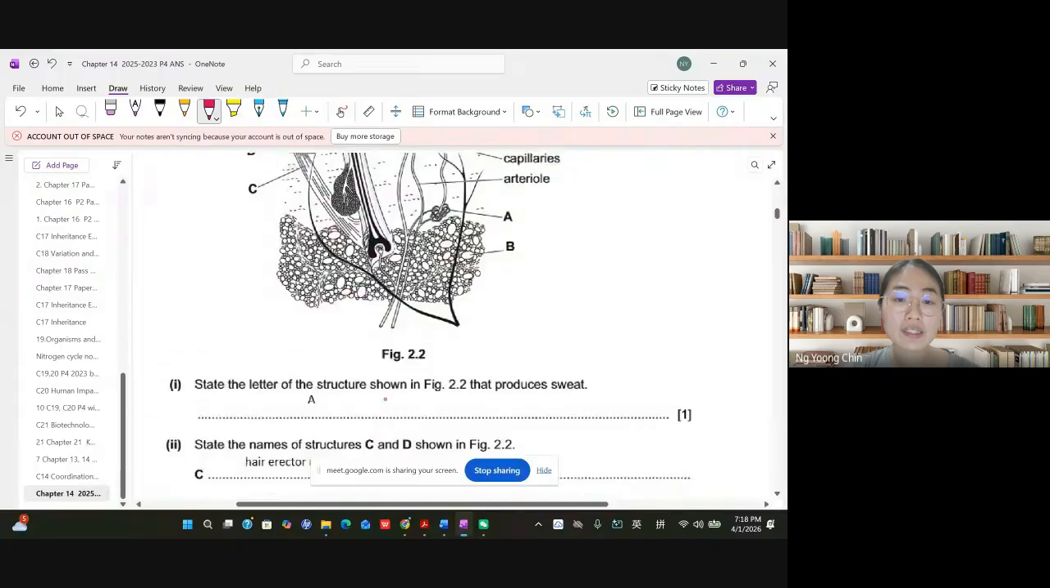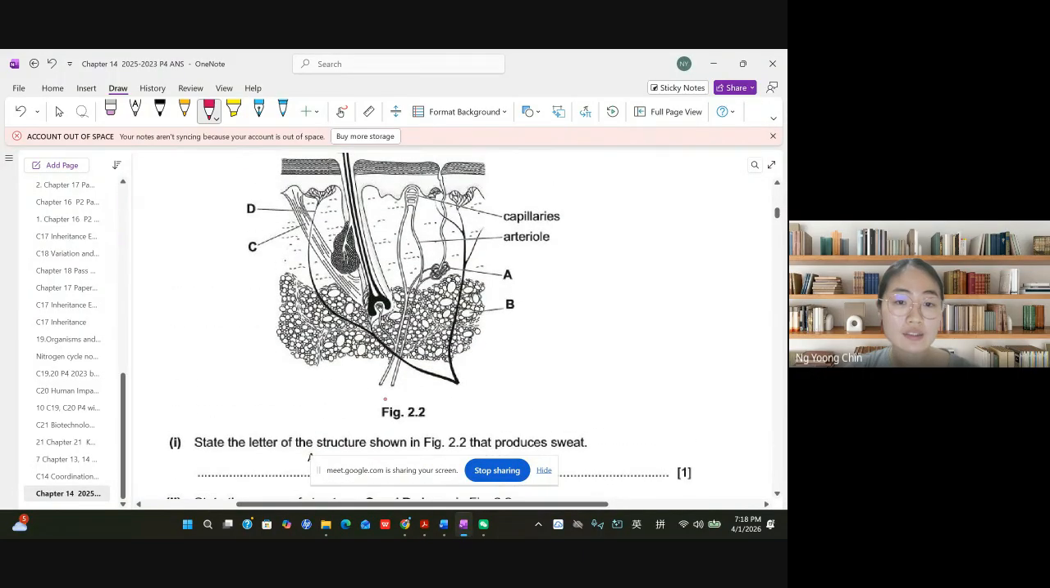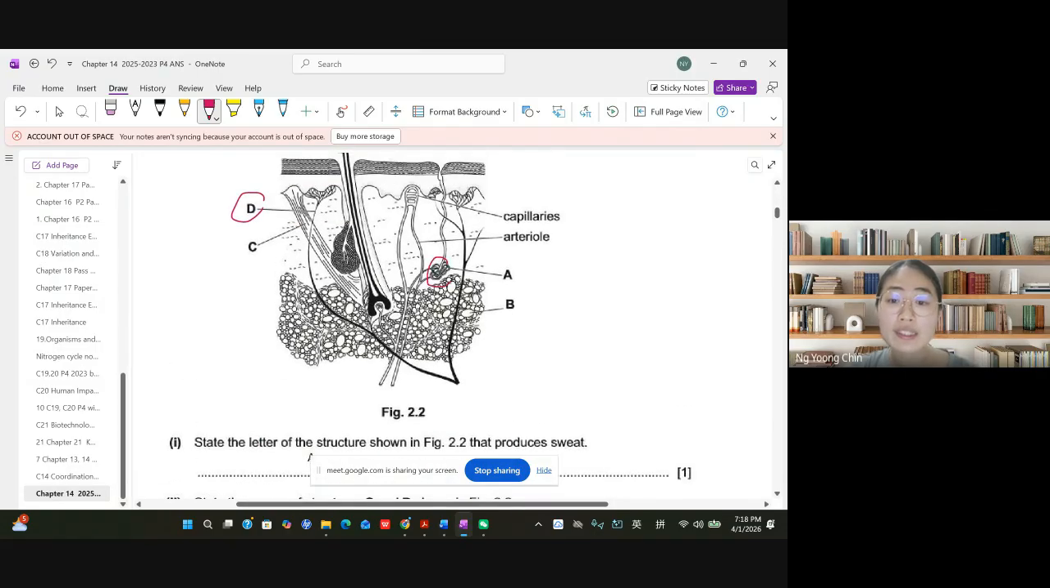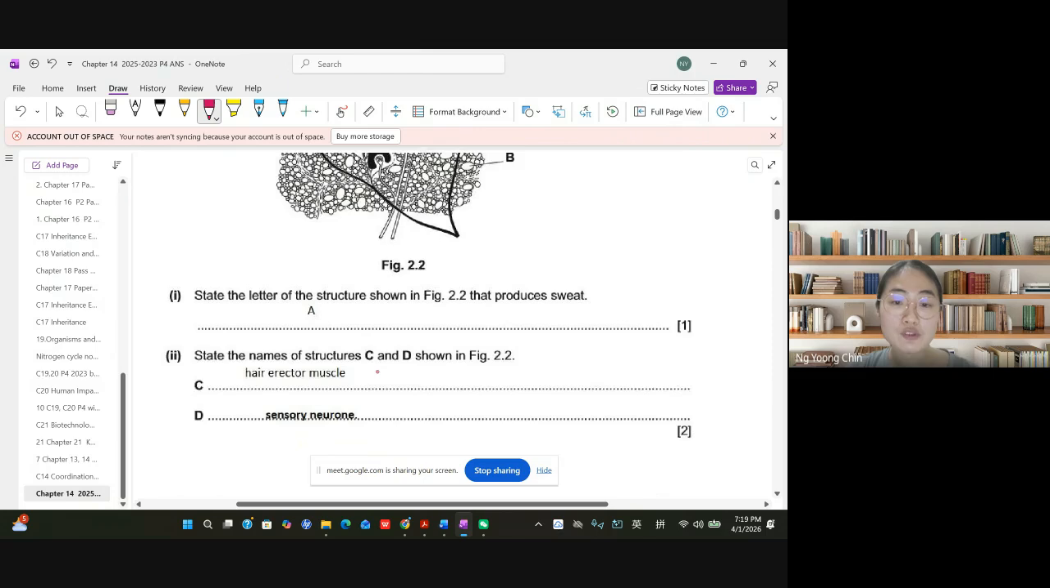So just label it. And then for this one, right? Yeah, see, D. Okay. State the letters they produce sweat. So it will be the sweat gland. See, here is the sweat gland. And then the name of structure C and D.